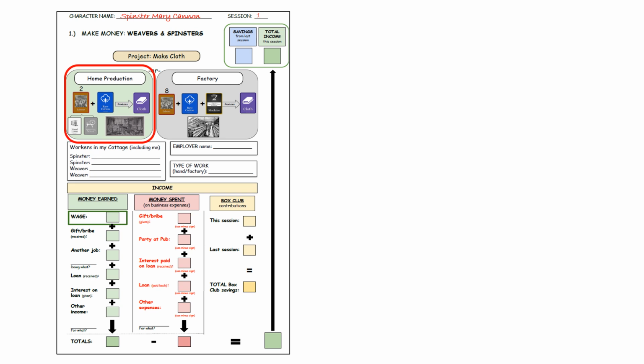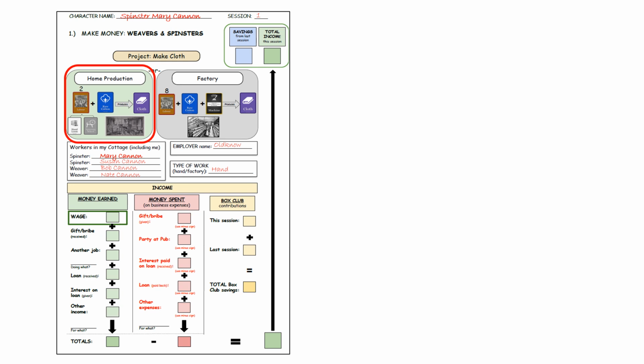Then she indicates what type of work she does. And all the spinsters and weavers begin the game in hand production, and this is session 1. So she writes the type of work there, hand or home production. She also will write the names of the cottage mates that she has, her name first, and then the other spinsters and weavers in her cottage that she got on the chart, the employer-employee chart previously given. And she puts her employer's name.